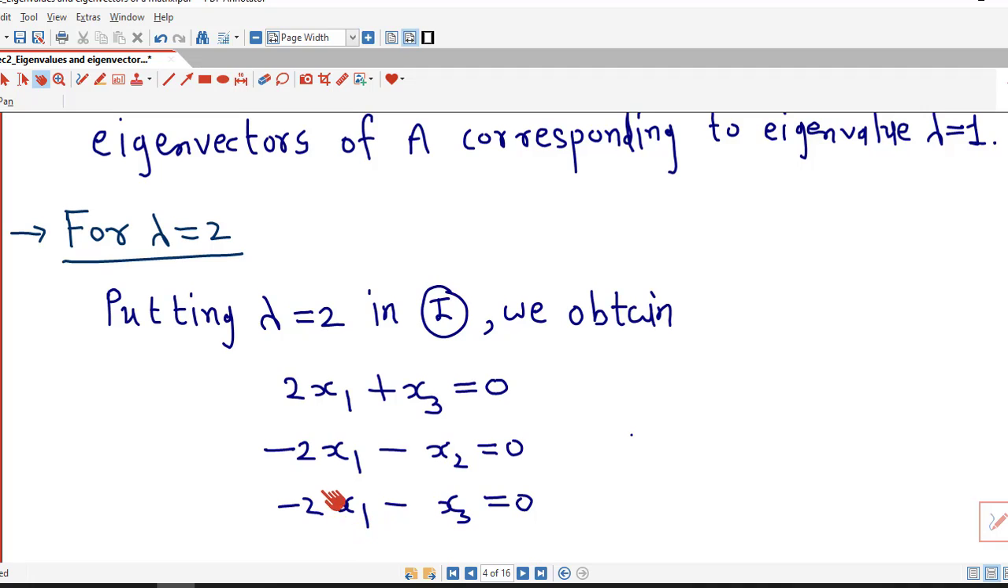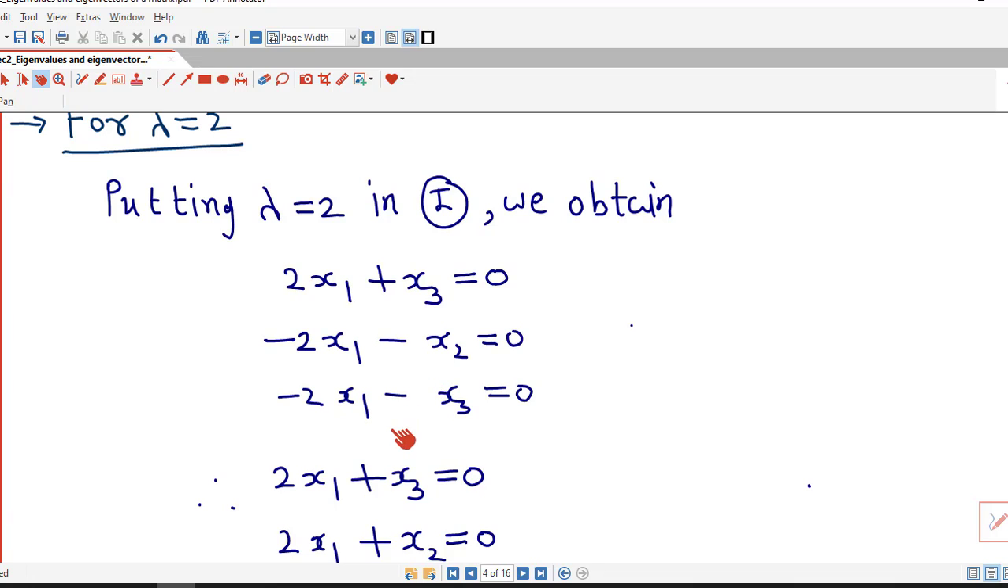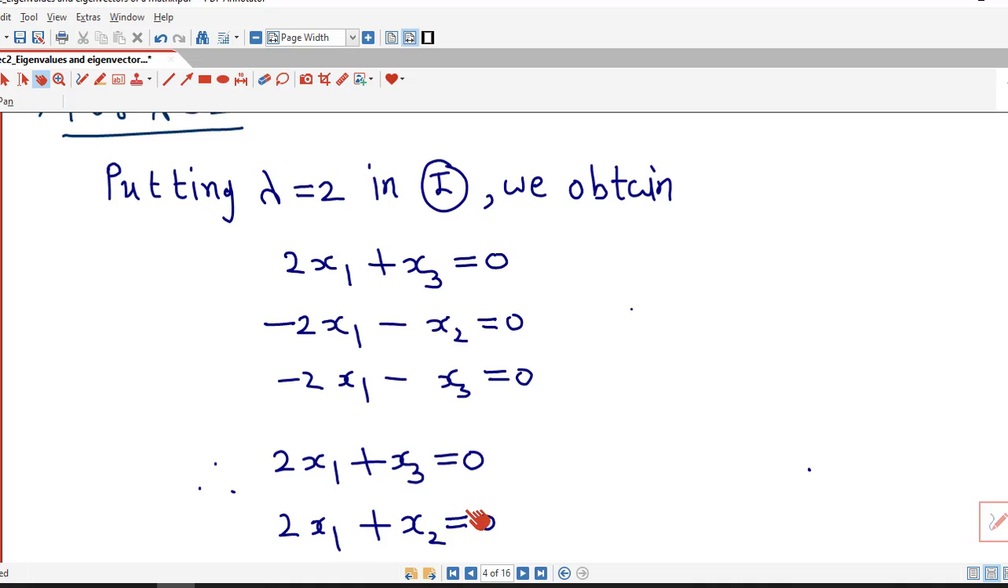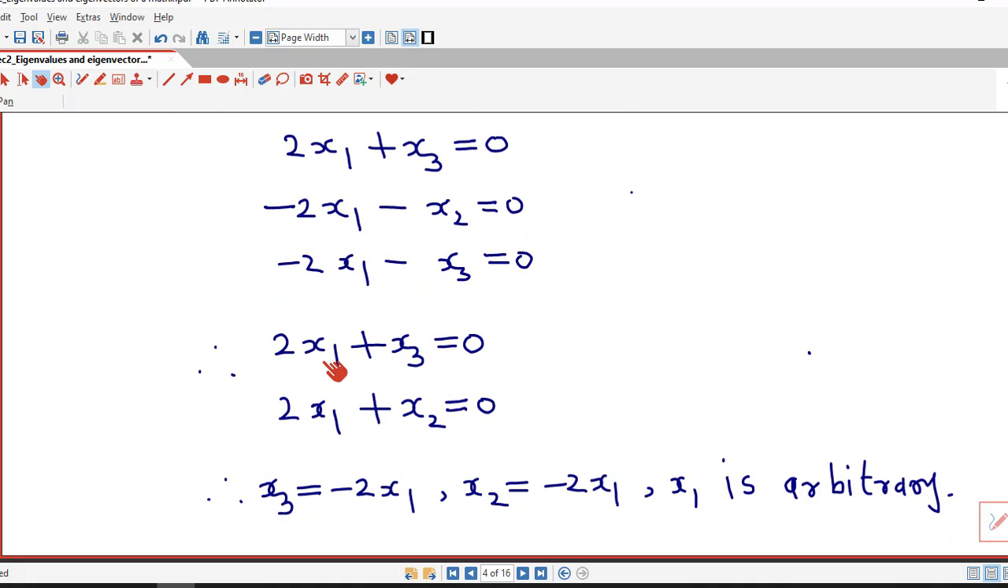If we take negative sign common from the last equation, then equations 1 and 3 are exactly the same, 2x1 plus x3 equal to 0. And if we take negative sign common here, we have 2x1 plus x2 equal to 0. So we can represent x2 and x3 in terms of x1. So x3 can be written as minus 2x1, x2 can be written as minus 2x1, and there is no restriction on x1. So x1 is any real number, it is arbitrary.